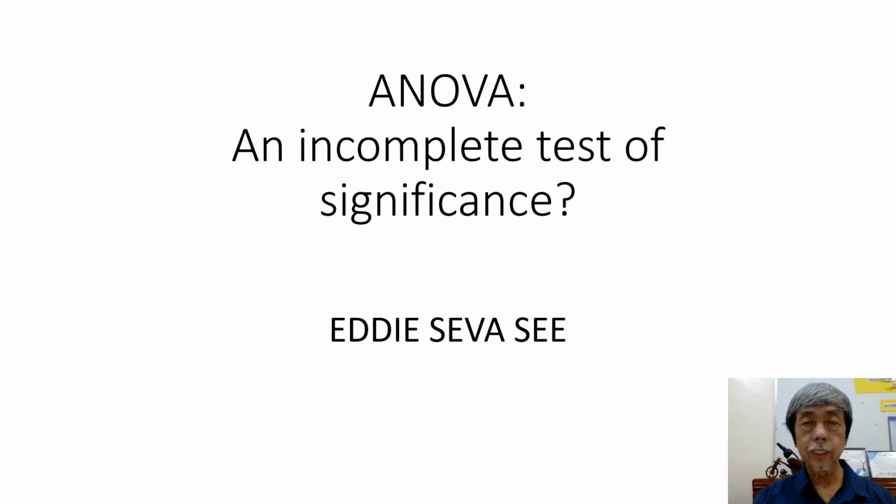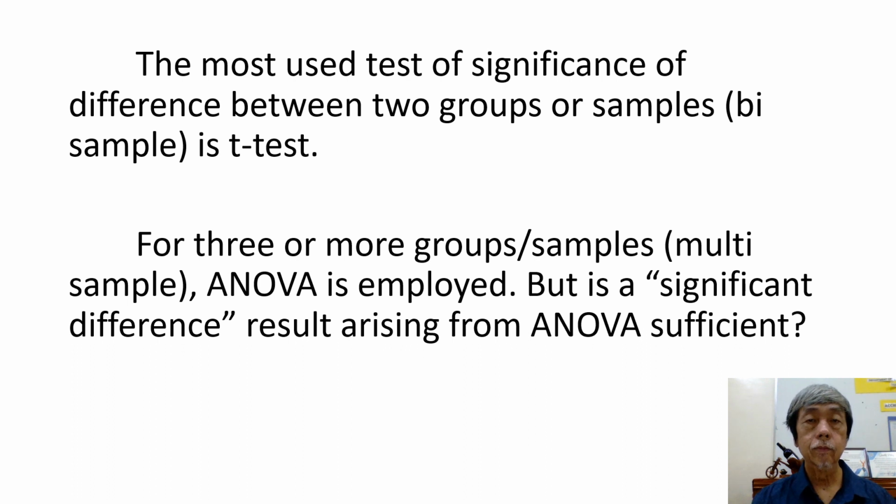I am going to discuss the limitation of ANOVA as a test of significance. The most used test of significance of difference between two groups or samples is the t-test. For three or more groups, ANOVA is employed, but is a significant difference result arising from ANOVA sufficient?